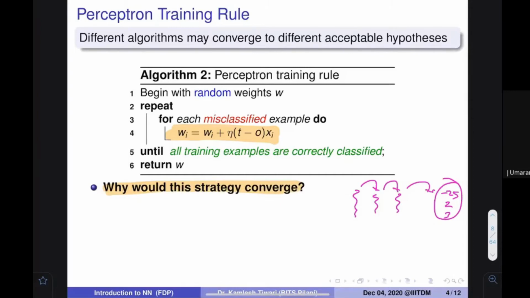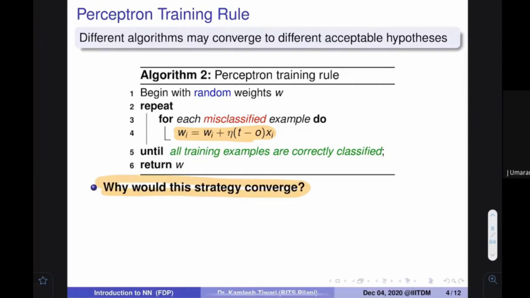Okay, so let me tell you. To understand this concept, I'm going to answer this very interesting question. If you have any questions, please ask. No questions? Yeah, so let's start. Please type yes or no, because that is needed. So why would this strategy converge?